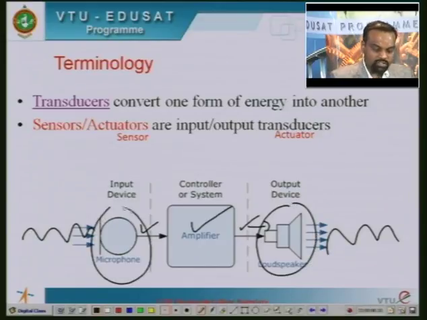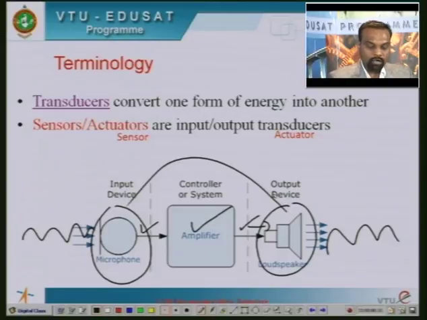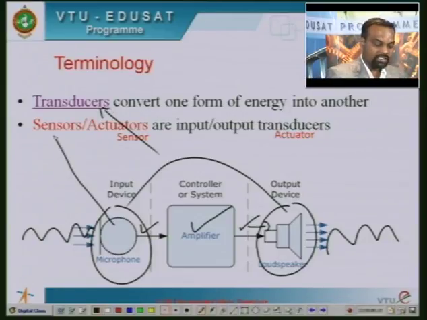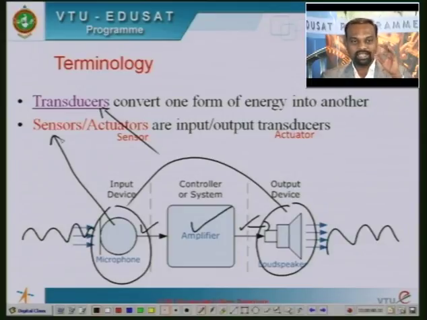Both of them are generally called transducers. To understand the difference, a microphone is a device that captures a physical quantity and converts it into an electrical signal. We call this specifically a sensor. A sensor is also a transducer, but a sensor is a device that converts a physical quantity like speech or acoustic signals to an electrical signal, and that is why we call it a sensor. Sensors are always at the front end, and we also call them input devices.